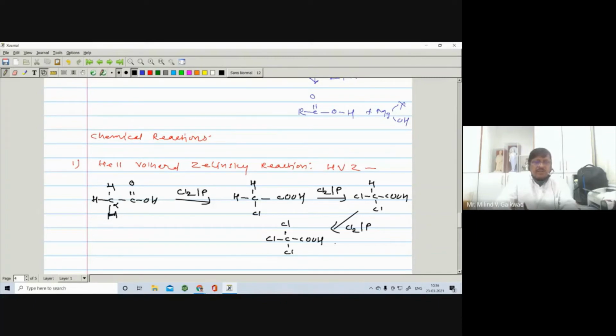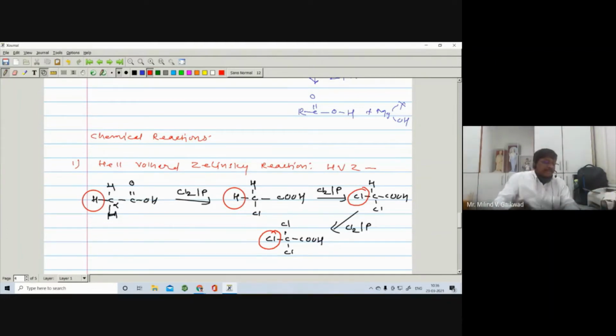Similarly, one hydrogen is replaced by Cl, this H is replaced by Cl, this H also, and this one also. It means only the hydrogens at the alpha carbon get replaced, but the remaining part remains as it is. Okay.